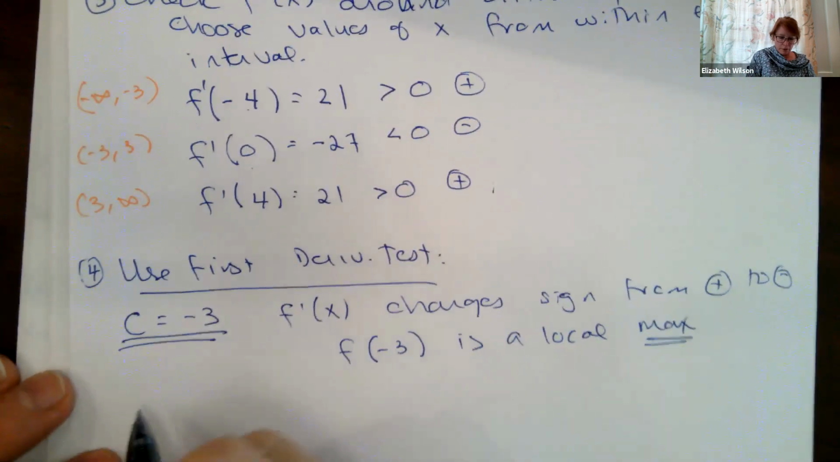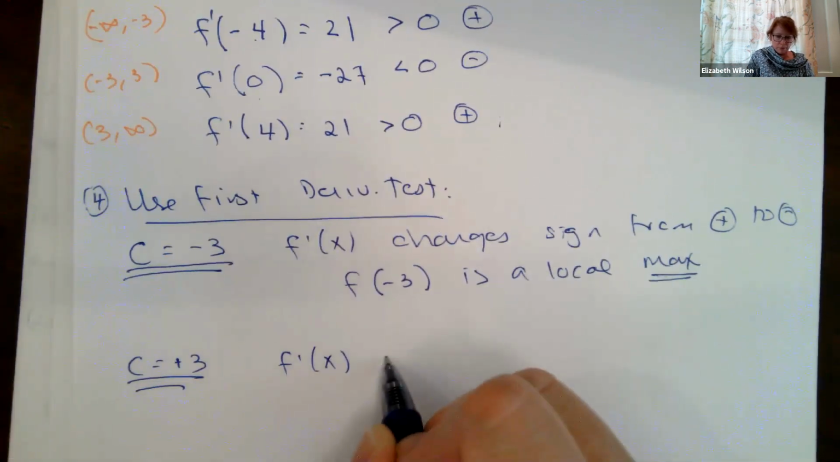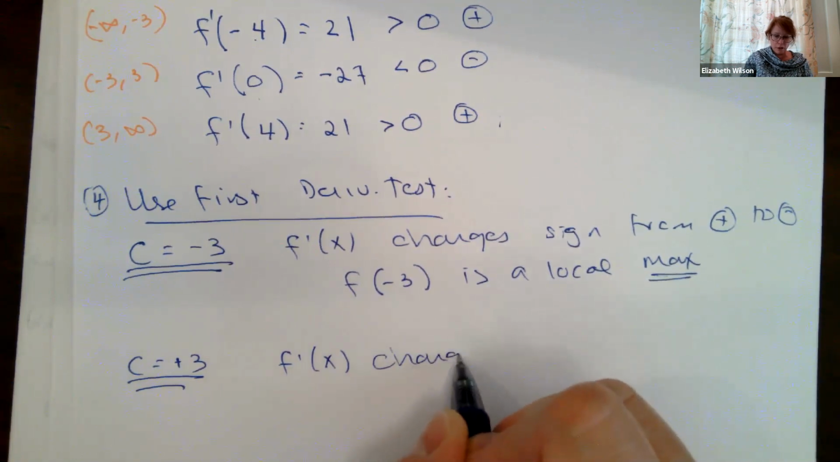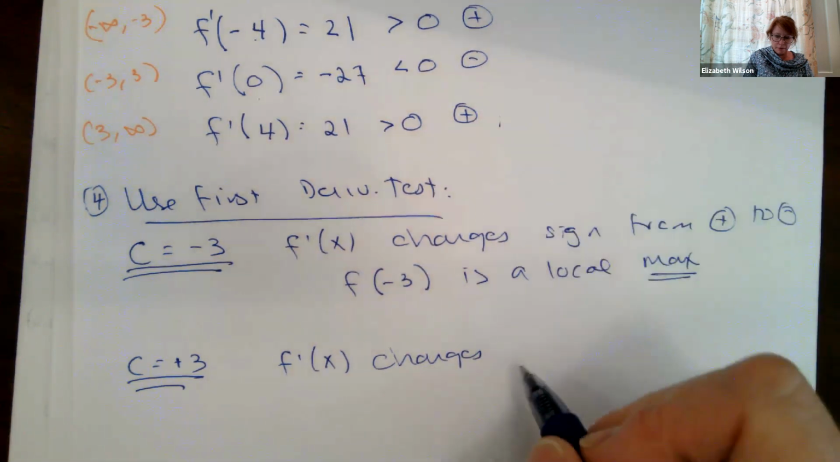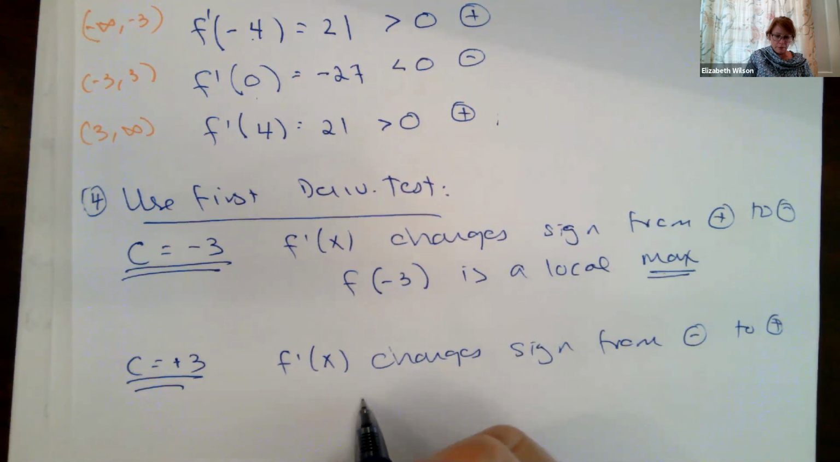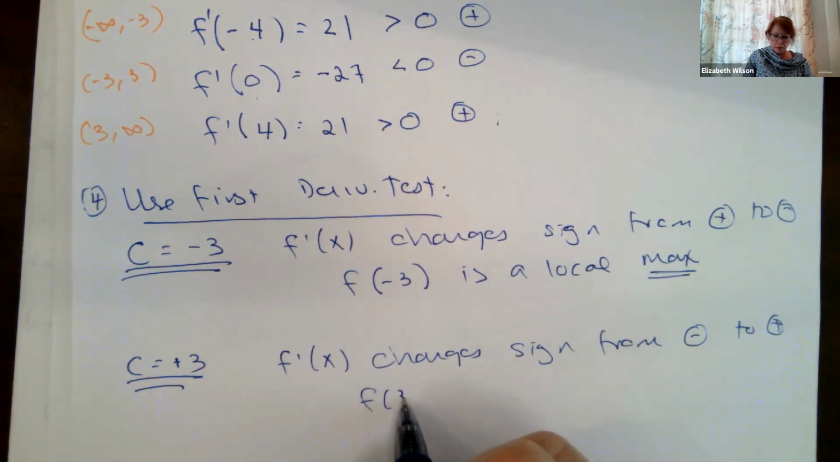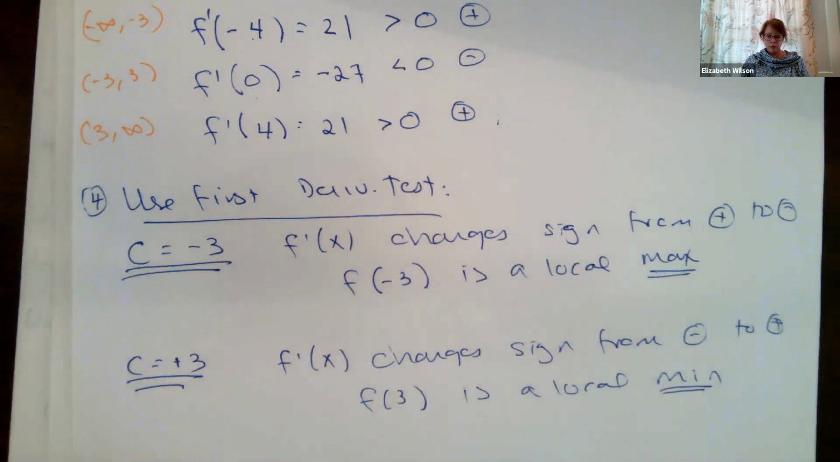Take a look at +3, my critical point. My first derivative changes sign on either side, from negative to positive. So therefore, f of +3 is a local minimum. This is our first derivative test to come up with conclusions about our function.